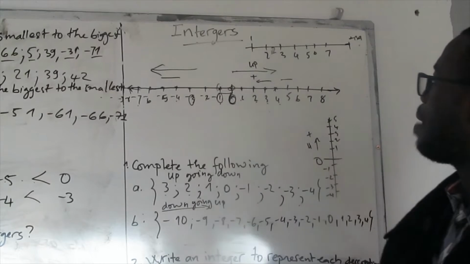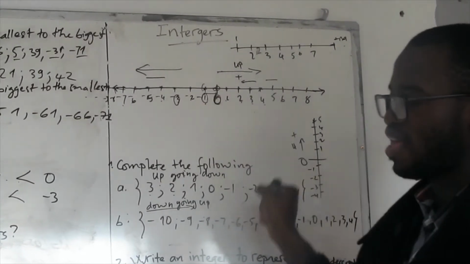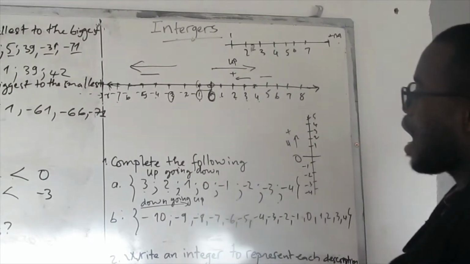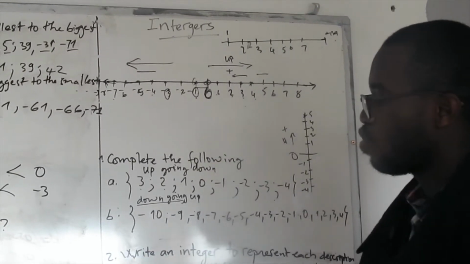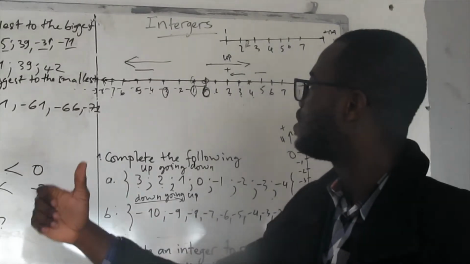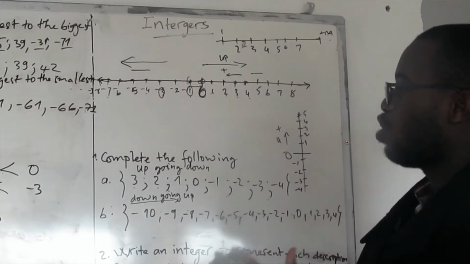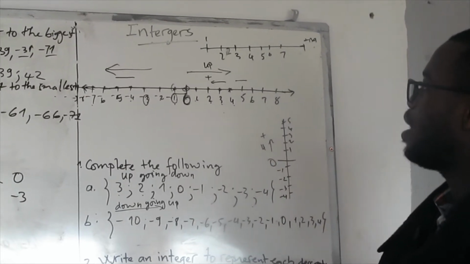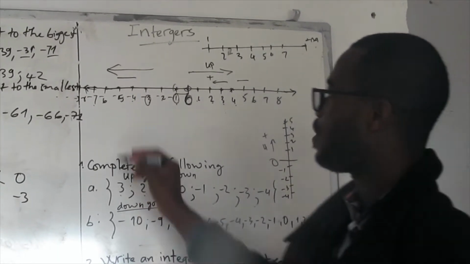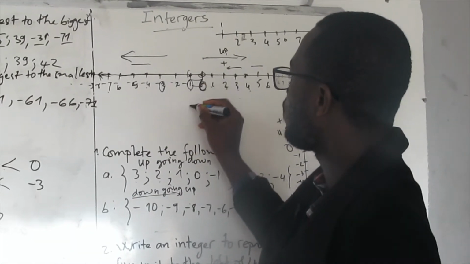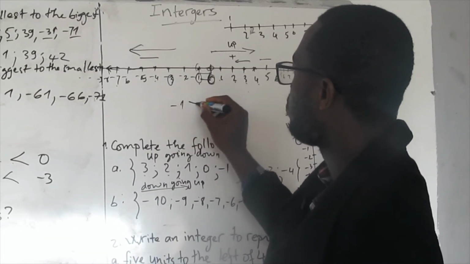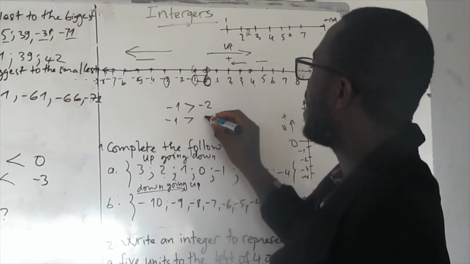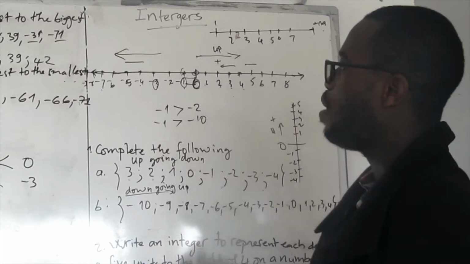With negative numbers, the closer the number is to 0, the bigger it is than the numbers that are far from 0. So when numbers are far away from 0 they are less, and when numbers are closer or near 0 they are bigger. That is how to compare two negative numbers. As we can see, minus 1 is closer to 0, so minus 1 is bigger than minus 2. Minus 1 is bigger than minus 10 because 10 is far away from 0.